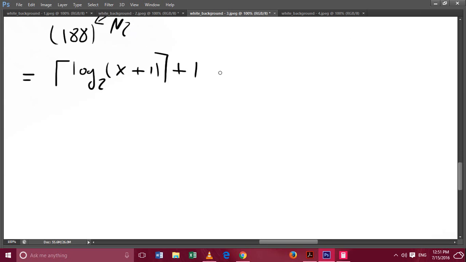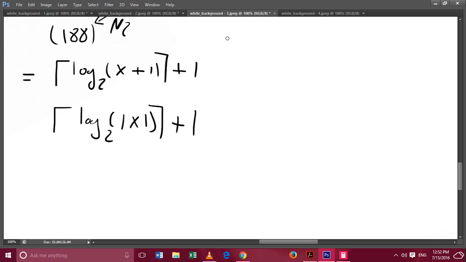Let's drag this up a little bit. That is if x is a positive number. If x is a negative number, then the equation you need is the ceiling of log base 2 of the absolute value of x plus 1. Again, if x is negative, use this equation. If x is positive, use this equation. Now don't be scared, because we're going to take an example that's going to make things clear.